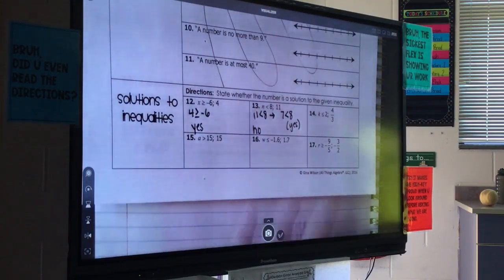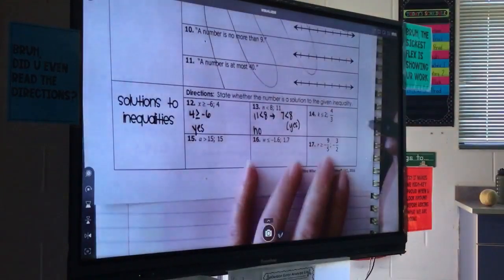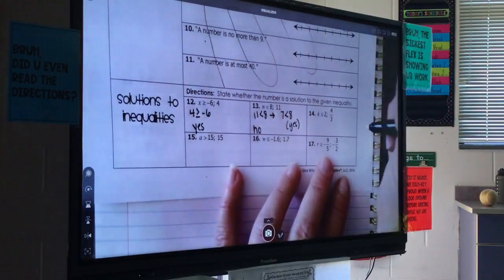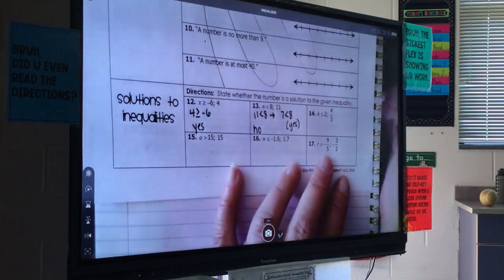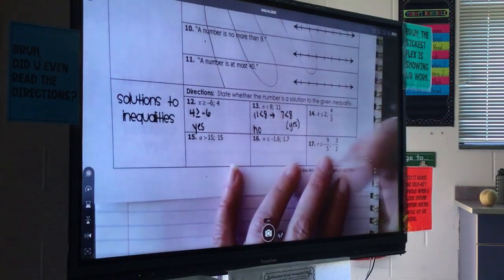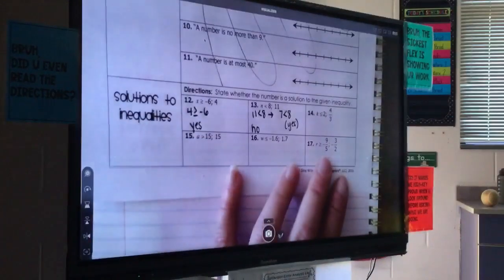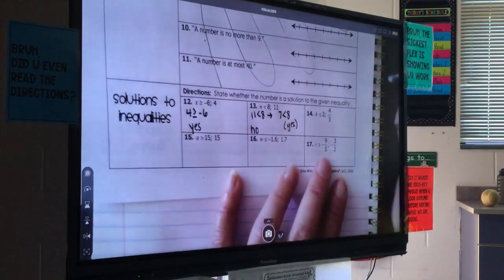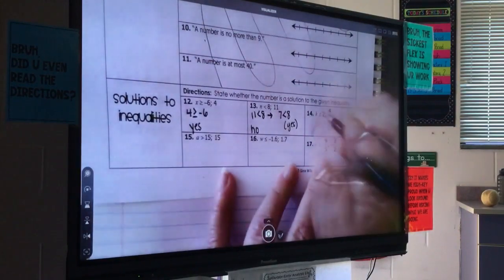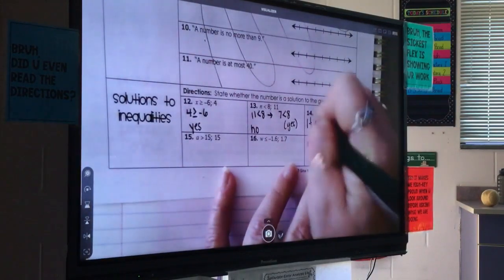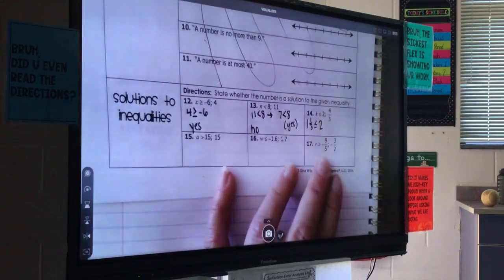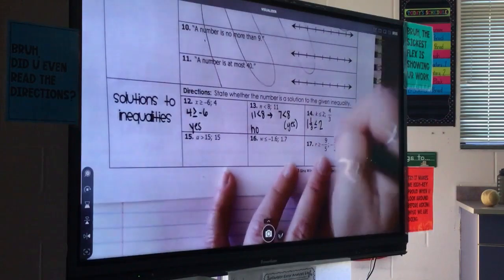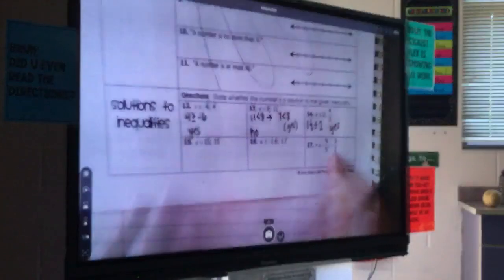All right, so looking at number 14, you have 4/3 is less than or equal to 2. What does 4/3 become? You can either rewrite it as a mixed number or you can write it as a decimal. What do you get when you write it as either one of those? Doesn't matter which one. Nevaeh. Is that a true statement? 1 1/3 is less than or equal to 2. Okay? All right.